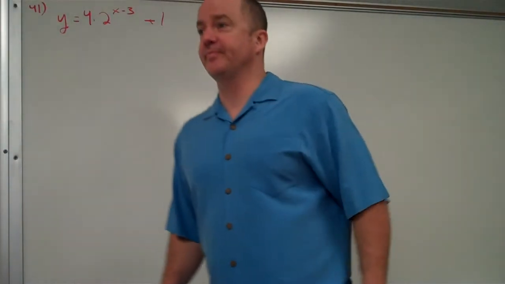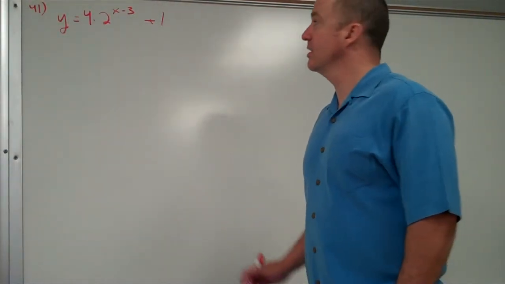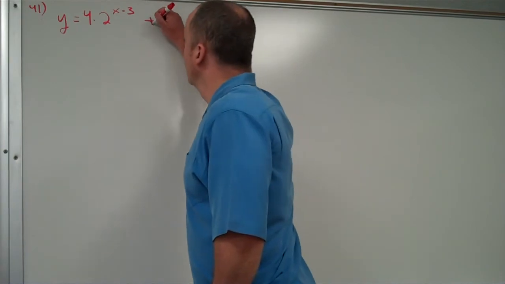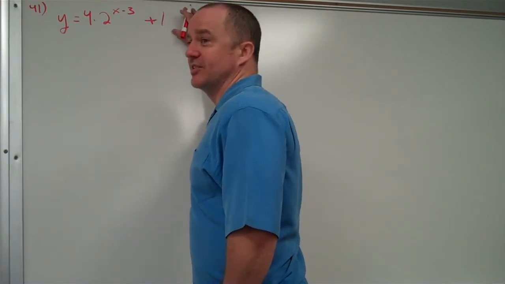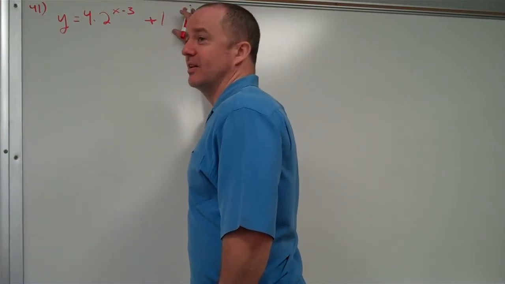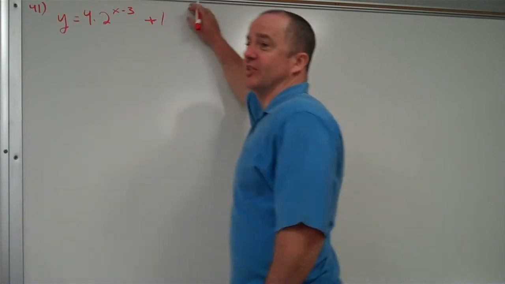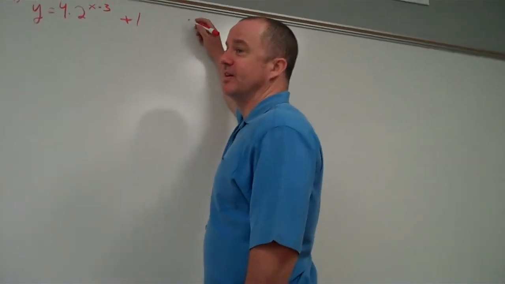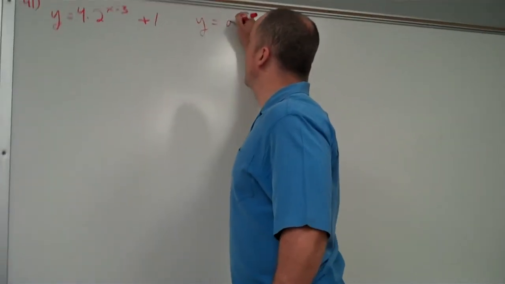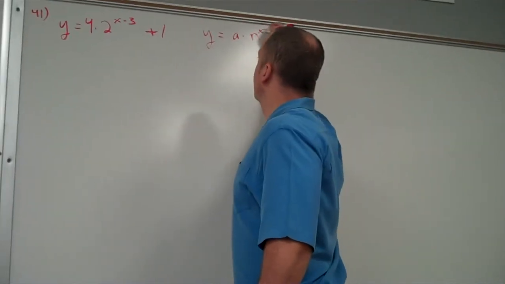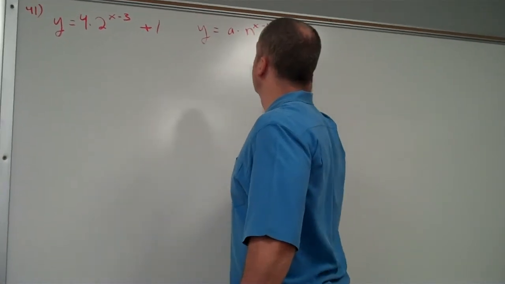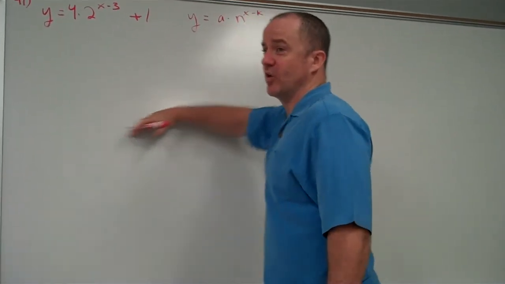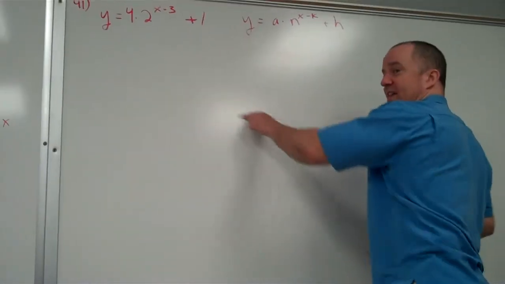Is the plus 1 the asymptote? That's going to be the new asymptote, yes. The plus 1. In this case, the graph is going to be above it because 4 is positive. Remember the general form, which is y equals a times n to the x minus k plus h. If a is positive, it's the one going up. If it's negative, it all goes down.